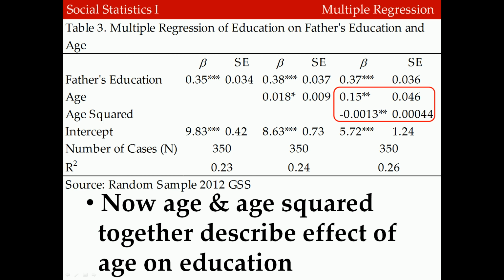However, we have to interpret the effect of age and age squared together. And so let's consider how to do that. Notice that the main effect is positive, but the squared term is negative.